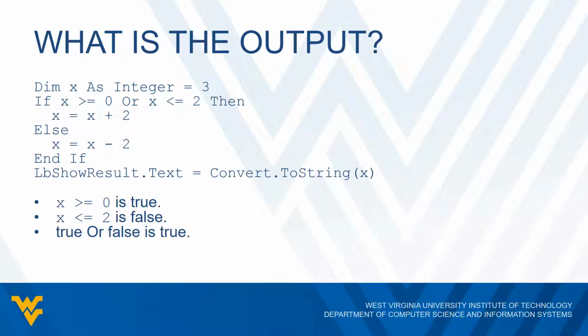So we're going to go into the then portion of our if-then-else statement. We're going to take x, which is 3, and add 2 to it. So 3 plus 2 is 5. That gets stored into x. We convert that to a string and store that in the text portion of our label. So our output is going to be 5.